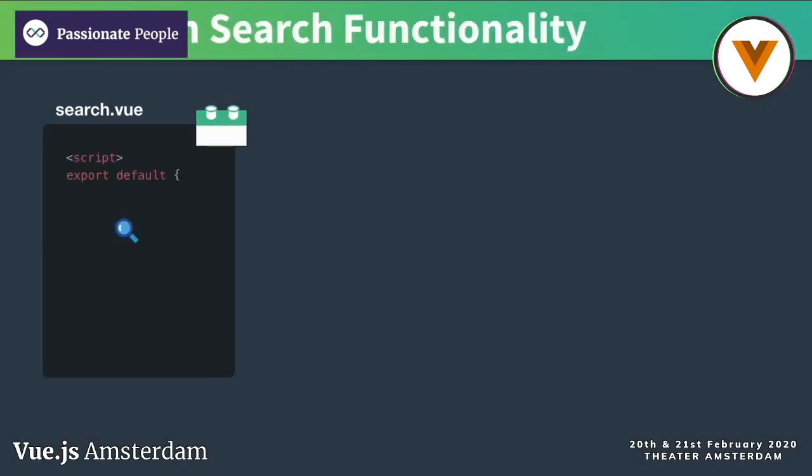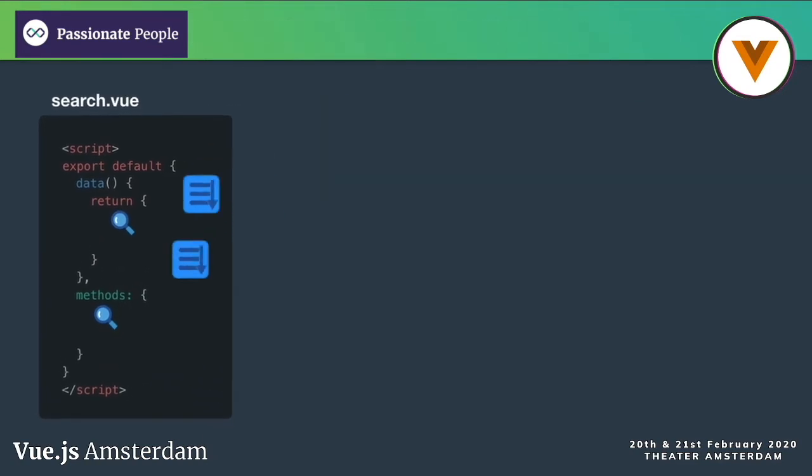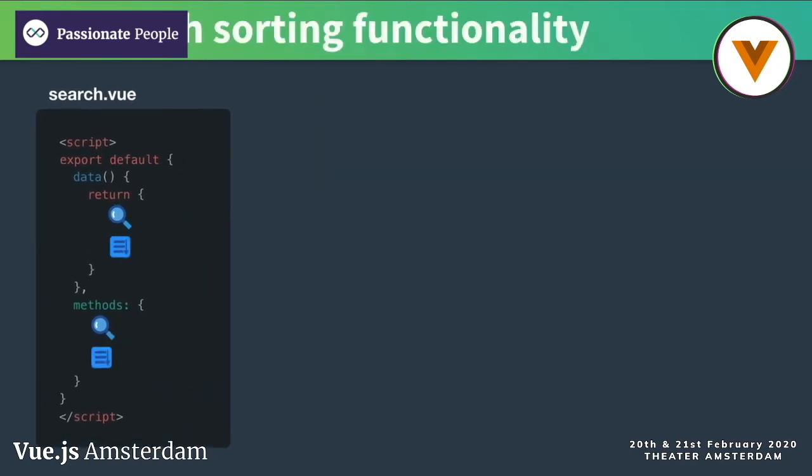Well, we might have export default, and we've got our data, and we have some methods, potentially. And our code goes in between here. But our component obviously, we're going to add more features as we go along. We might need to add some sorting functionality. What do we do there? Well, that goes in with our search functionality inside our component. So we have code split up. We have our search functionality and we have our sorting functionality split up between our different component options.